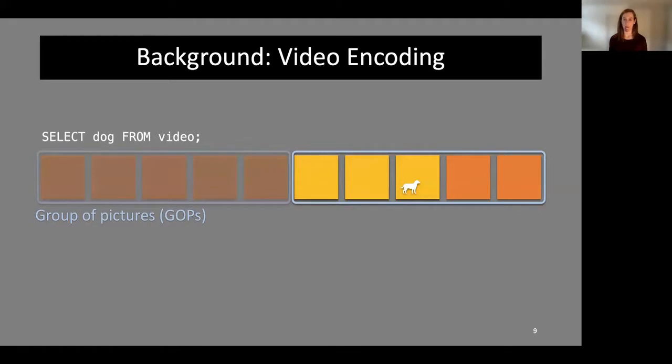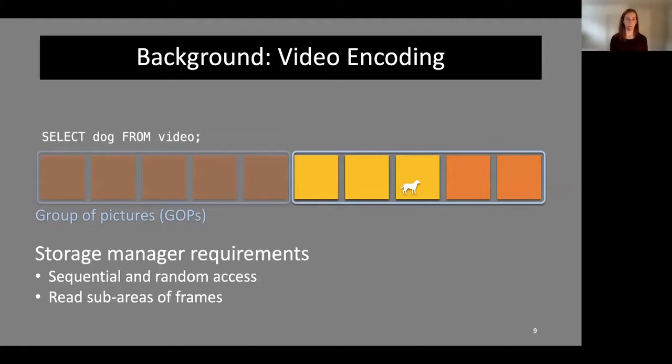And so with this in mind of how video encoding works, we can think of the key operations we want our storage manager to have and how we can implement them. So the first key requirement is that we want efficient sequential and random access into the video. And this is actually straightforward to do with the GOPs, because if the user executes a scan that starts in the middle of the video, all we have to do is find the GOP that starts closest to that point and begin decoding frames from there.